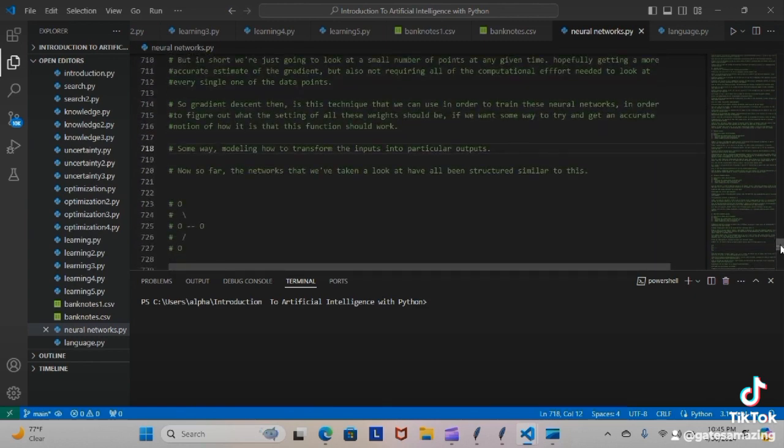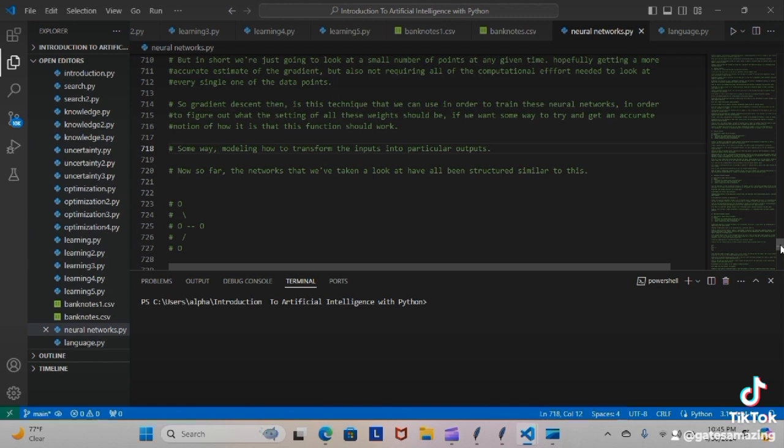To look at every single one of the data points. So the gradient descent then is the technique that we can use in order to train these neural networks in order to figure out what the setting of all these weights should be. We want some way to try and get an accurate notion of how it is that this function should work. Some way of modeling how to transform the inputs into particular outputs.